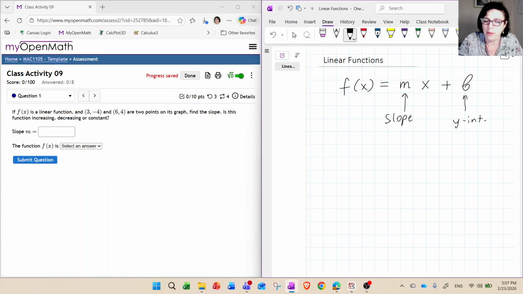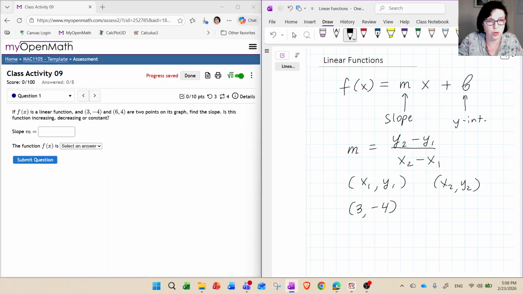So the first step is the formula for the slope, which you should just memorize. That should be y2 minus y1 divided by x2 minus x1. So what's what here? They are supposed to give you 2 points on the graph of this function, x1, y1 and x2, y2. For my specific example, this is 3, negative 4, and the other one is 6, 4. And what I need to do is carefully plug it in to get the slope.